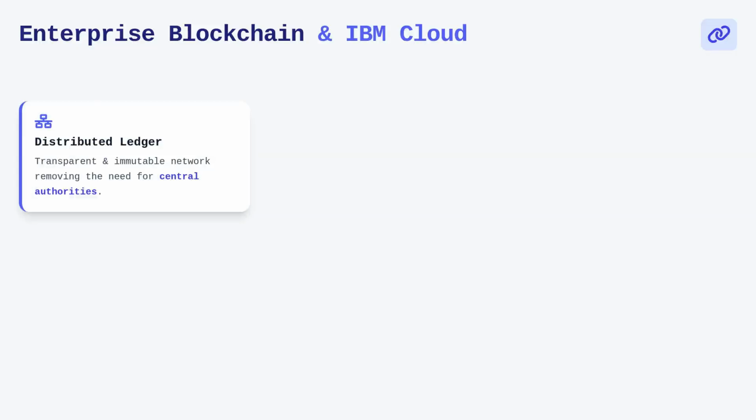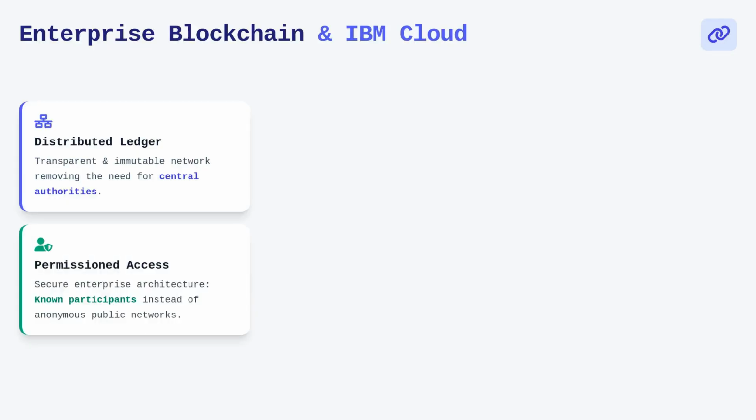Blockchain is essentially a distributed ledger technology that ensures transparency and immutability across a network of participants by removing the need for a central authority. In an enterprise context, such as the solutions hosted on IBM Cloud, we are primarily dealing with permissioned ledgers rather than the public anonymous networks commonly associated with cryptocurrencies.